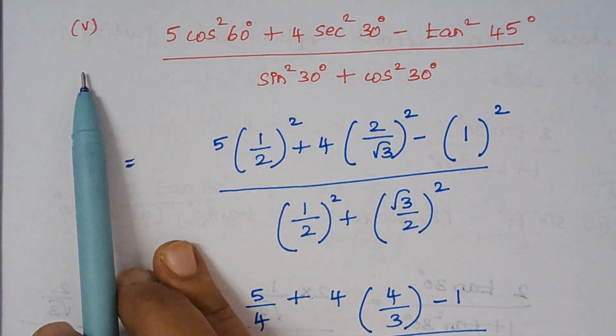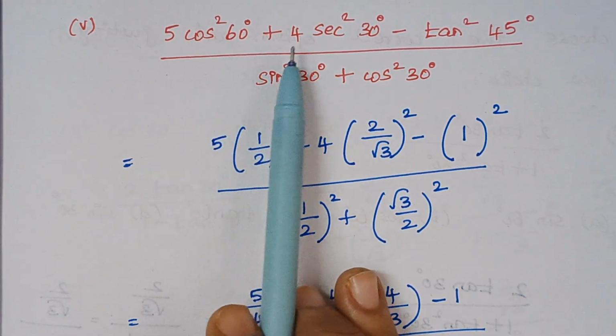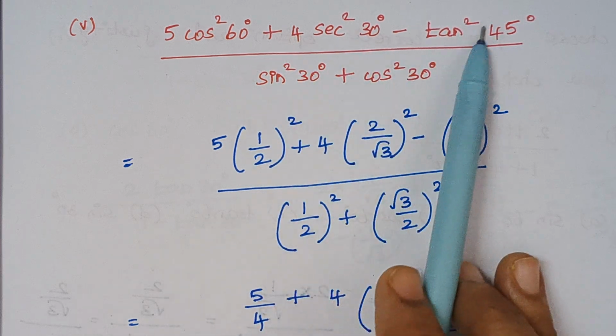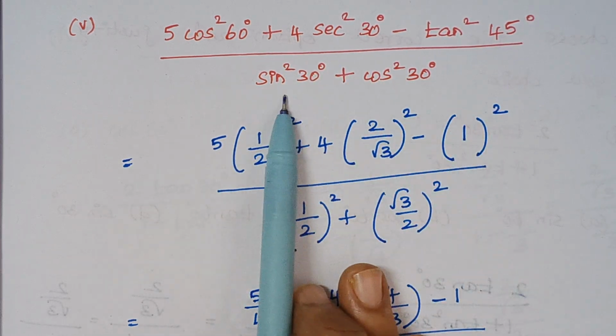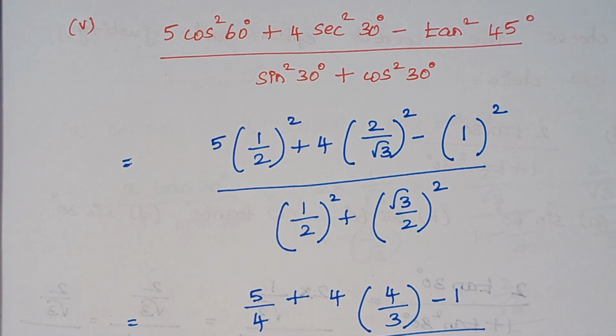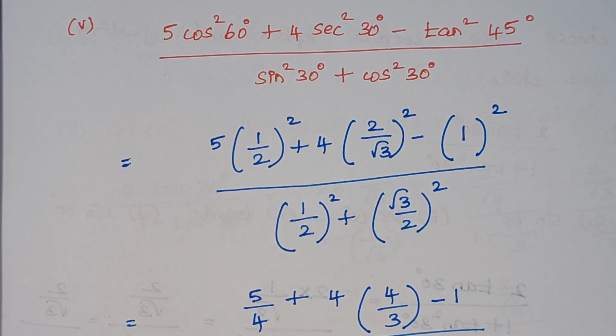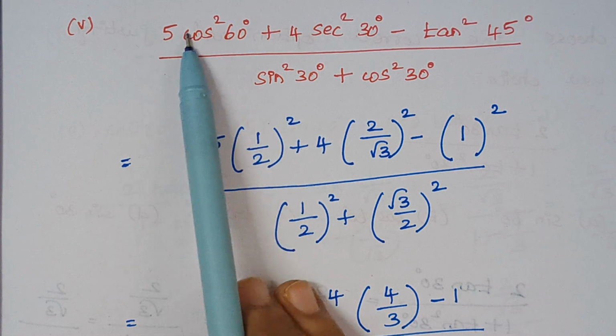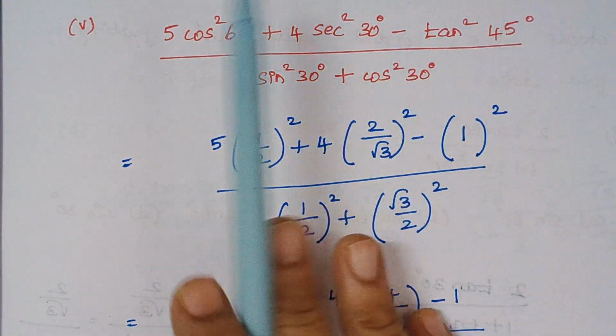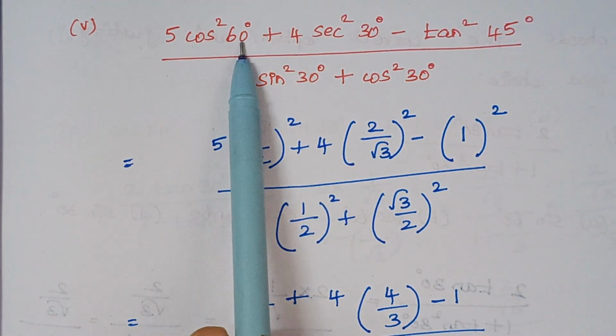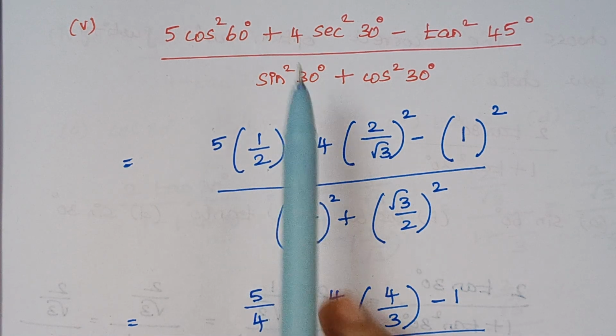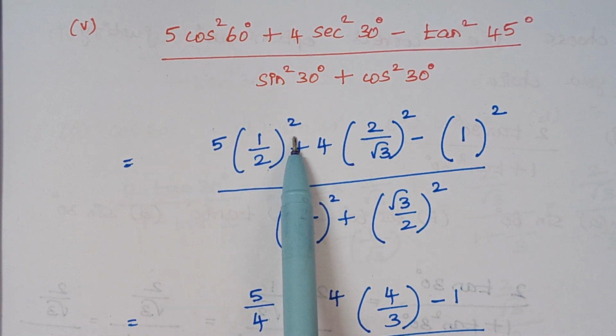This is our fifth part, right? 5 cos square 60 plus 4 secant square 30 minus tan square 45 divided by sin square 30 plus cos square 30. So again the same thing. Here we are having some extra numbers. That's it. Write the number as such, and value of cos 60 is 1 by 2. Since we are having square, put a square here.